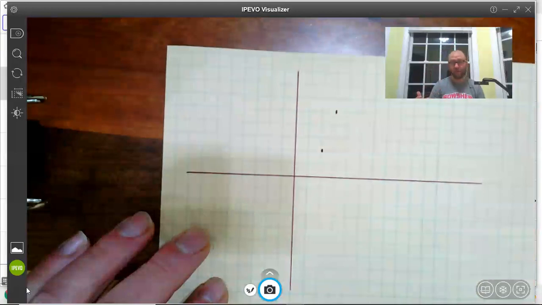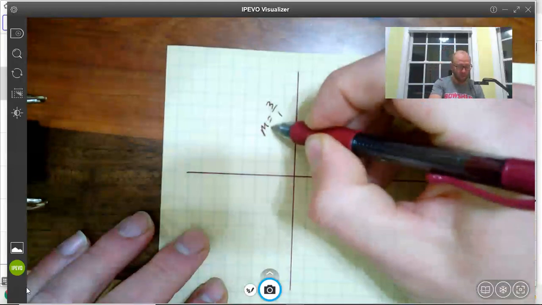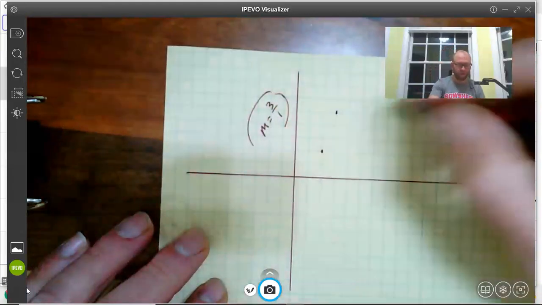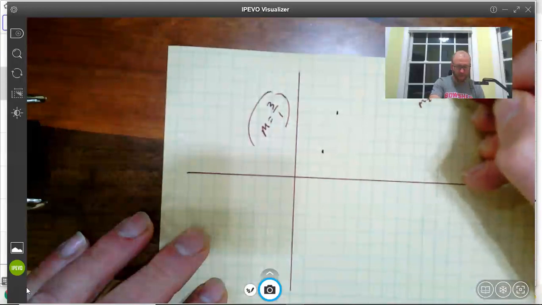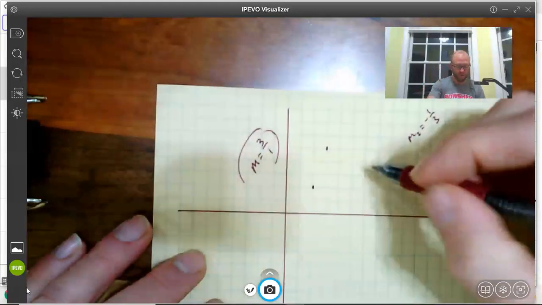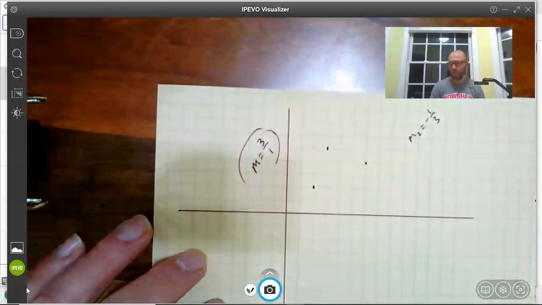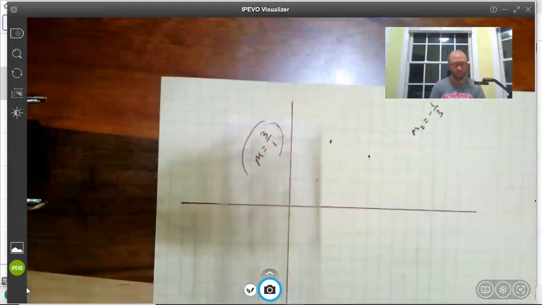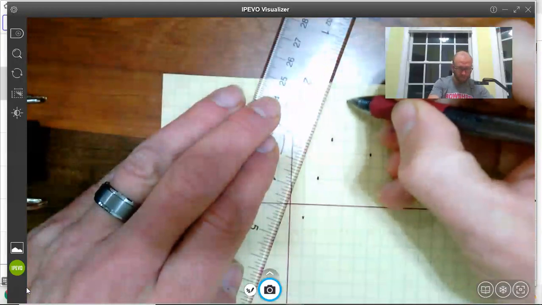So if the slope is 3 over 1, then we need our other slope to be upside down, negative 1/3. So that's down 1 over 3. So that would be like over here. And then I can just go ahead and connect these, like so.